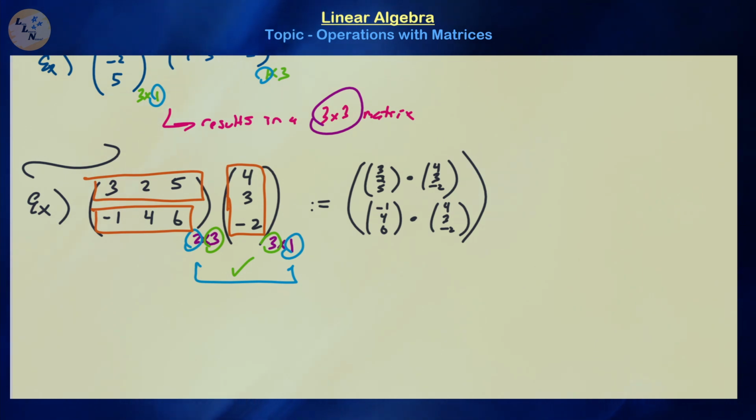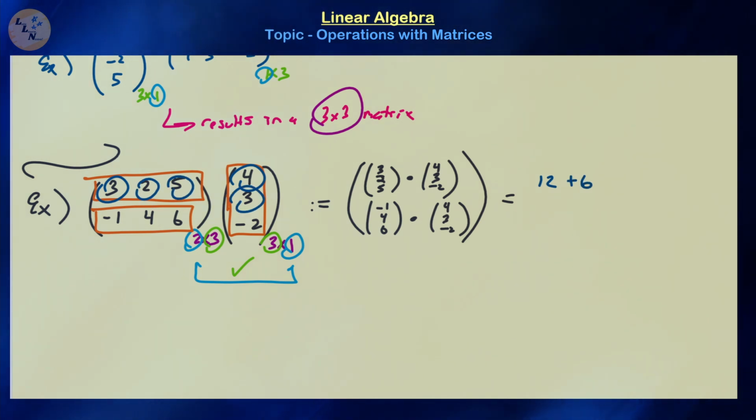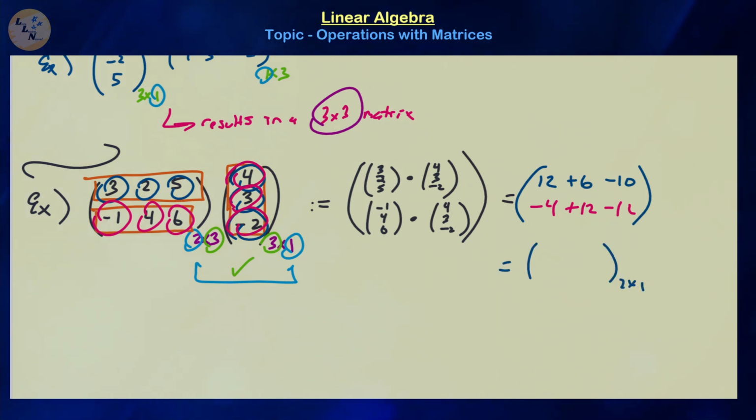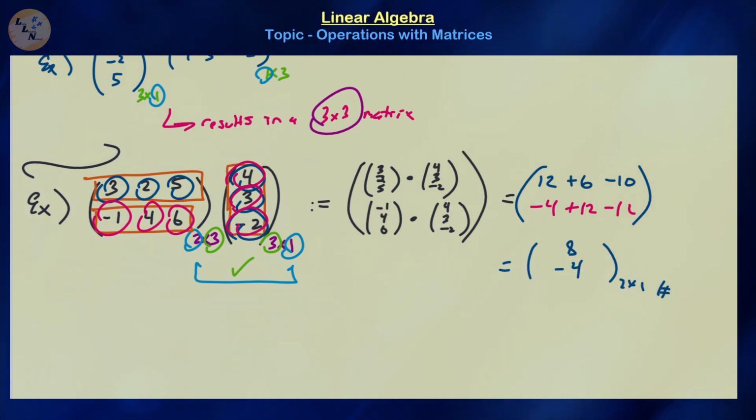So if that is the case, that's going to be equal to 3 times 4, which is 12, 2 times 3, which is 6, 5 times -2, which is -10. So that's the first element. And then I'm going to have -1 times 4, that's -4, 4 times 3, that's 12, and 6 times -2, that's -12. 12 minus 10 is 2, plus 6 is 8. 12 minus 12 is 0, plus -4 is -4. And that is the resulting 2 by 1 matrix.